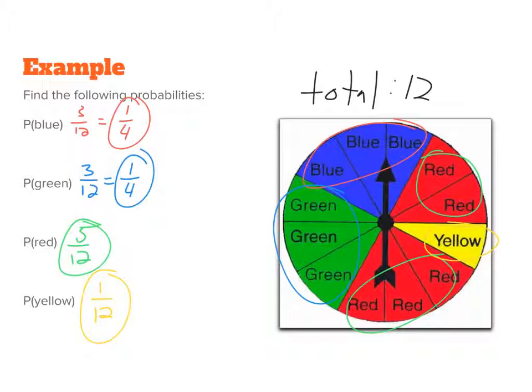For probability of red, there are 5 red spaces over a total of 12, so my probability is 5/12. And for yellow, there's only 1 yellow space out of a total of 12, so the probability of yellow being spun is 1/12.